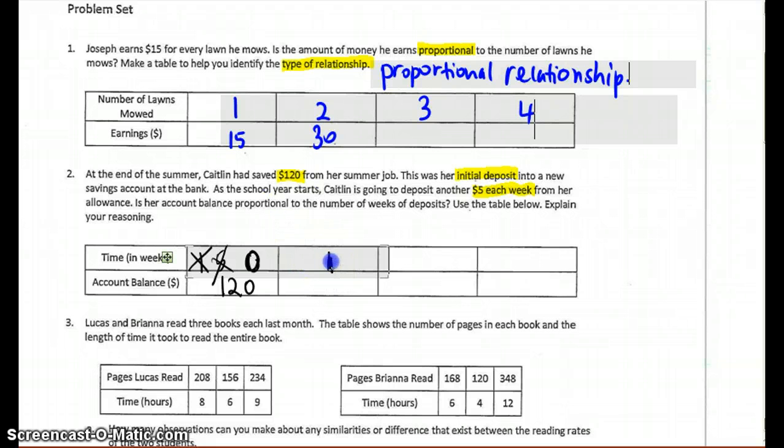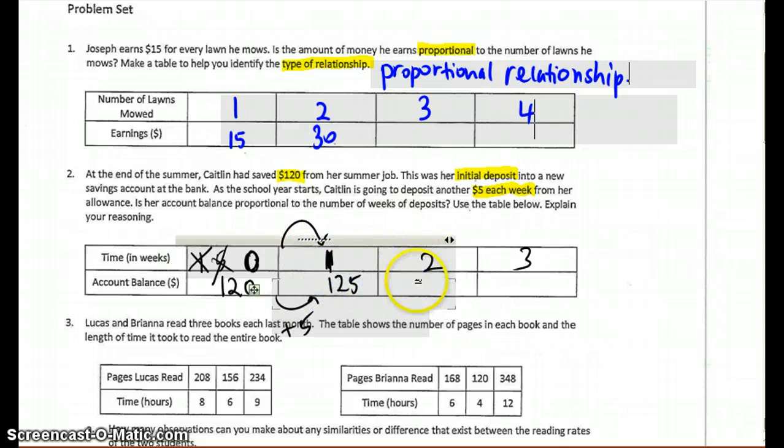But after 1 week, so now we could put 1, 2 weeks, and 3 weeks. After 1 week, then she starts to put in the $5. So she'll add the $5 in there, giving me $125. Another week later, another $5. So $130, and then another week after, another $5, $135.